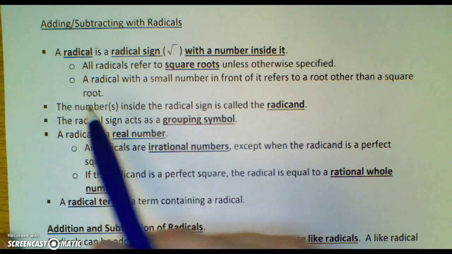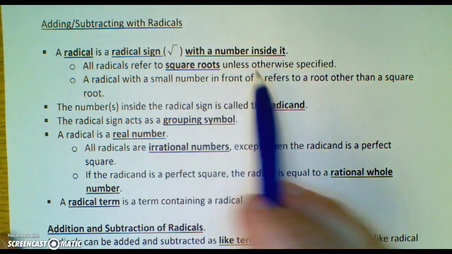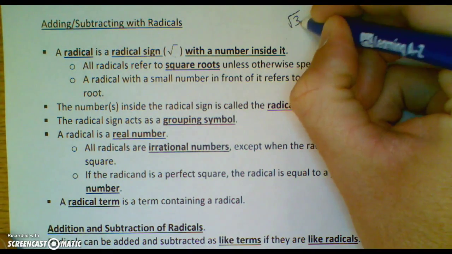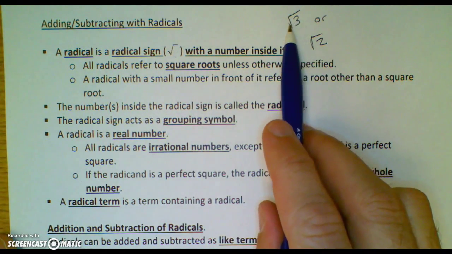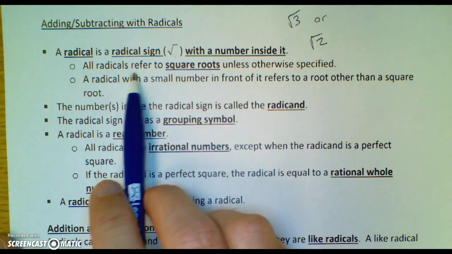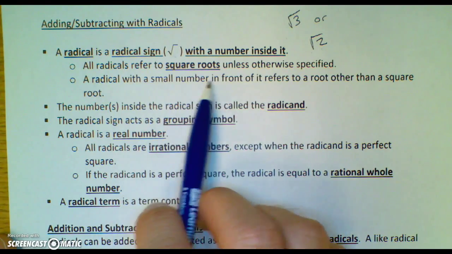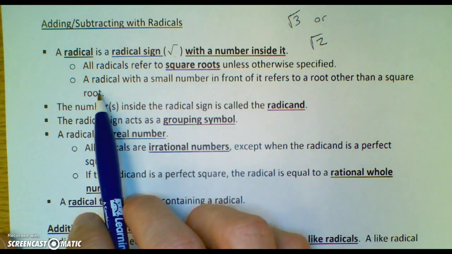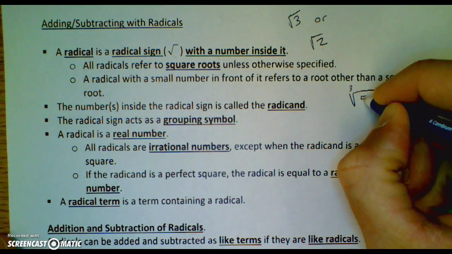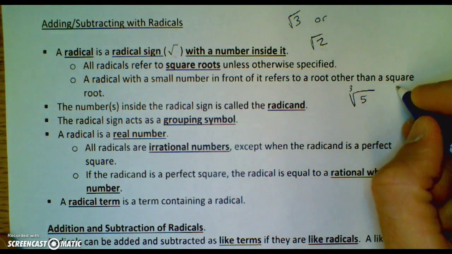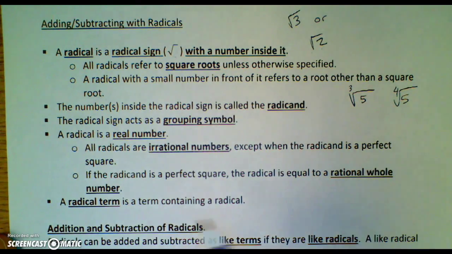First one is a radical. So a radical is a radical sign, that square root sign, with a number inside of it. So it could be like the square root of 3 or the square root of 2. These are radicals. You could say this is radical 3, radical 2. All radicals refer to square roots unless otherwise specified. A radical with a small number in front of it refers to a root other than a square root. So for example, if you see this 3 right there, this is called the cubed root. If I put a 4, that's called the 4th root, and then so on. And you have a 5th root and a 6th root, and so on.